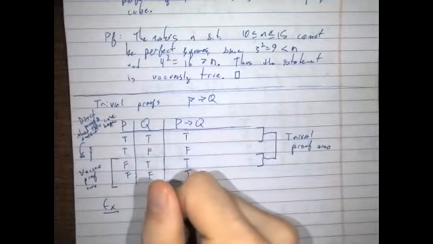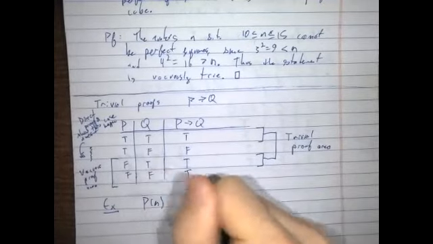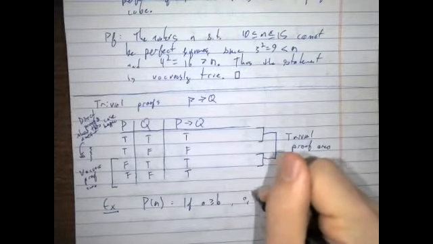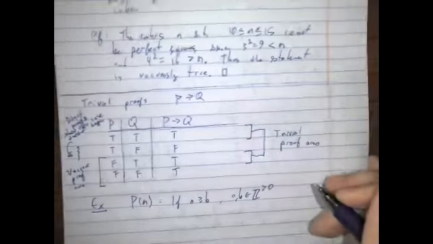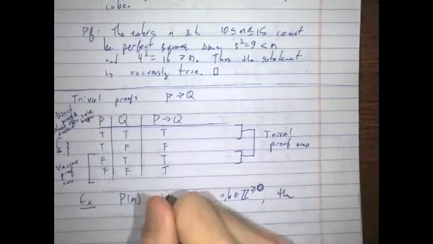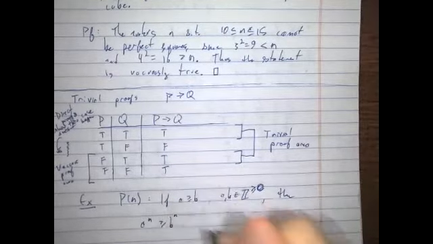So once again, let's show the following. P of n is the statement: if A is greater than or equal to B, and A and B are in Z greater than or equal to 0, then A to the n is greater than or equal to B to the n. And now I could ask you, should the trivial proof area include the last row? No. The strategy of a trivial proof essentially says, look at the conclusion. If the conclusion is always true, then trivially the implication is true.